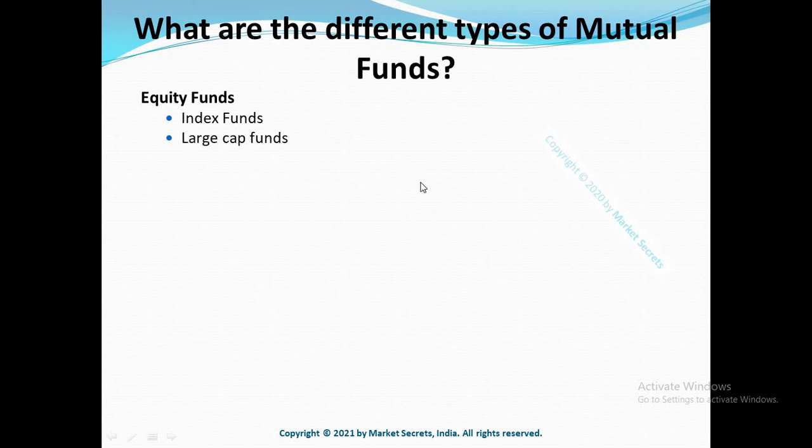Next on the list is large cap funds. These funds invest in equities or stock of the top 30 or 50 or 100 companies. This is nothing but your blue chip companies. Cap means capitalization, which refers to the total stock market value of the company. So the large cap funds will invest in the topmost companies in the country. The next on the list is mid cap funds.